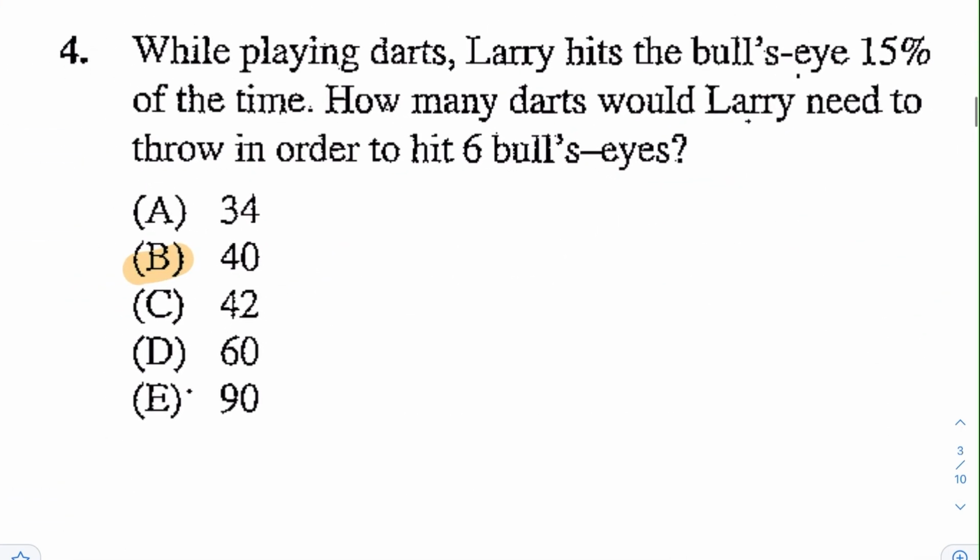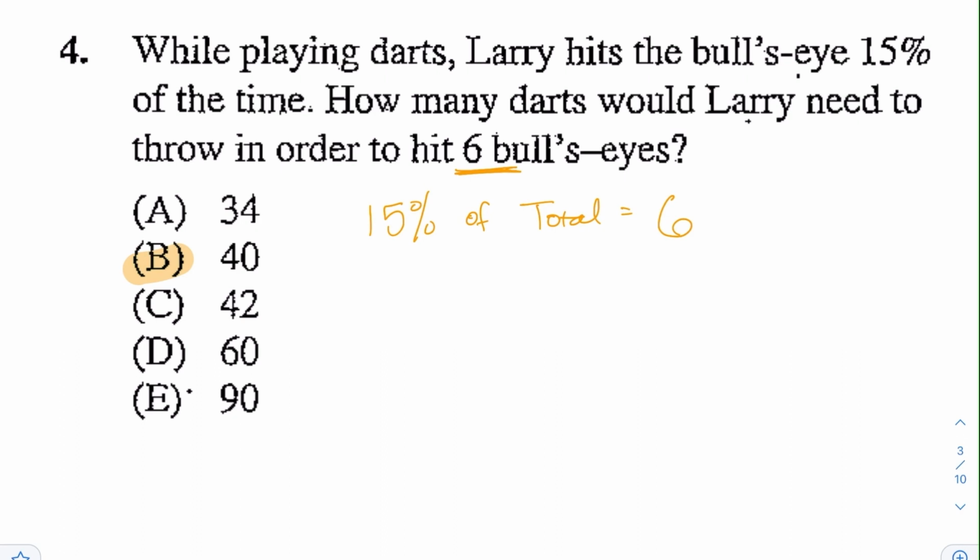All right, next for number 4, while playing darts, Larry hits the bullseye 15% of the time. How many darts will Larry need to throw in order to hit 6 bullseyes? All right, so here he hits a bullseye 15% of the time, and that means that 15% of the total has to be equal to 6. So here we want to figure out the total. How many darts he has to throw in order to make 15% equivalent to 6 bullseyes.